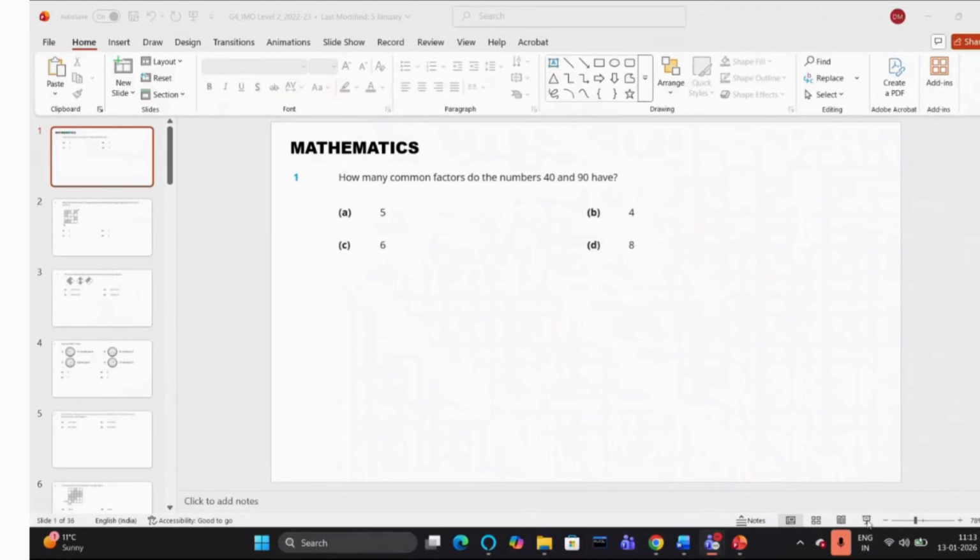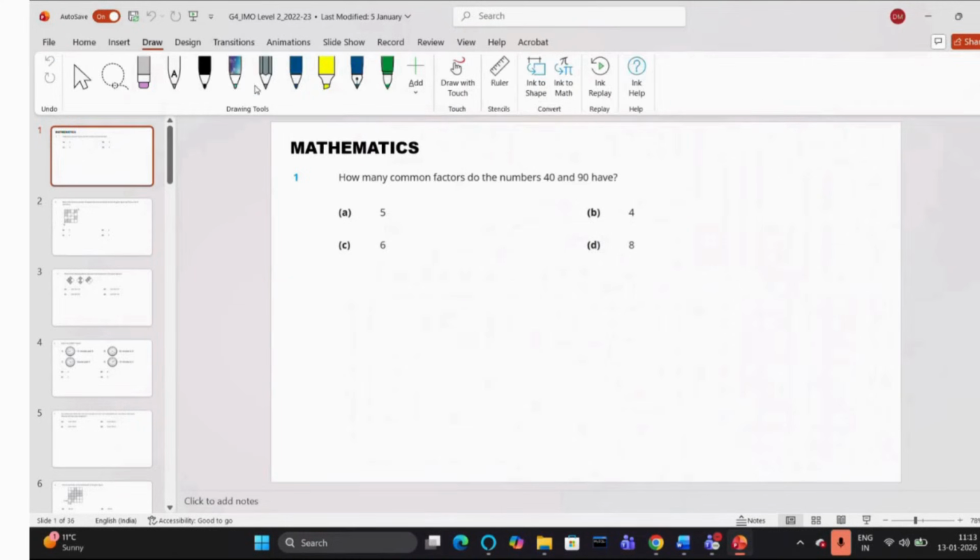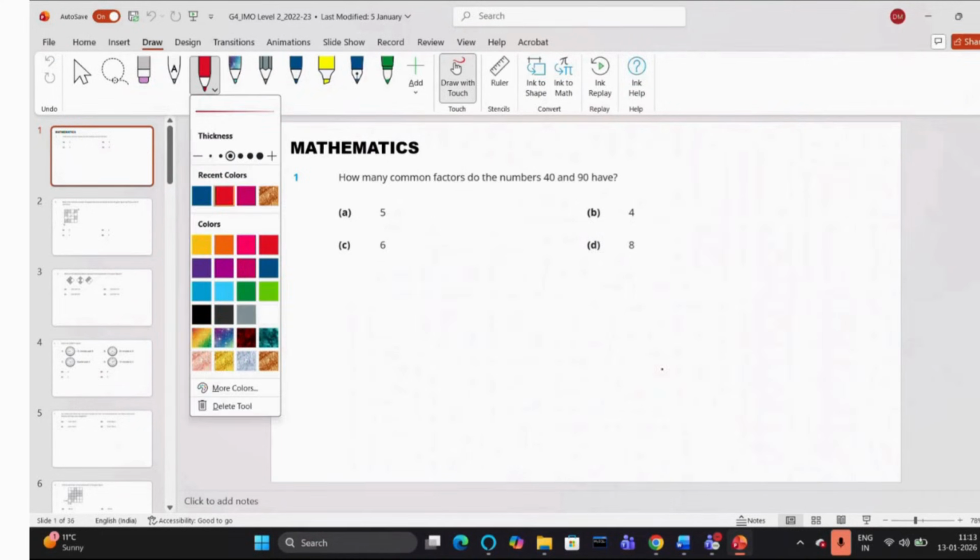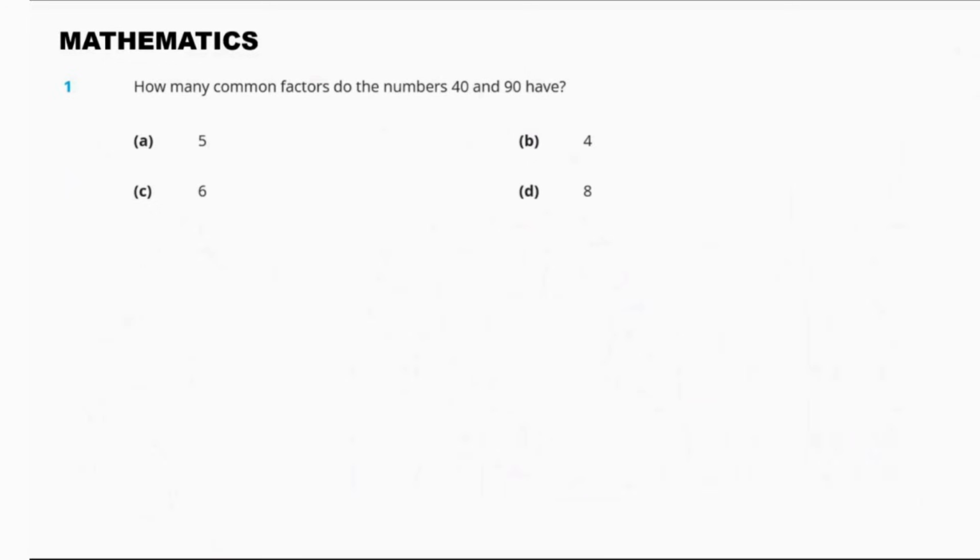So the first question is, how many common factors do the numbers 40 and 90 have? Options are A 5, B 4, C 6 and D 8, right? So now to find out the common factors, first of all, we have to find the individual factors of both 40 and 90. So first of all, let's talk about 40, right?